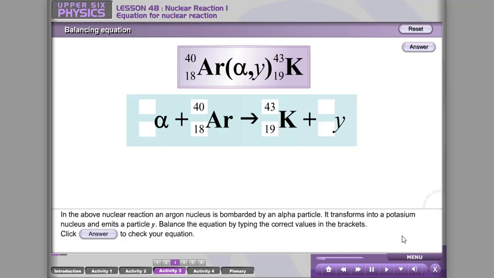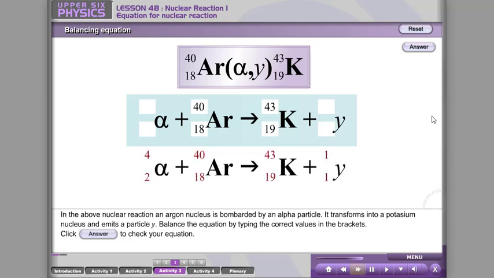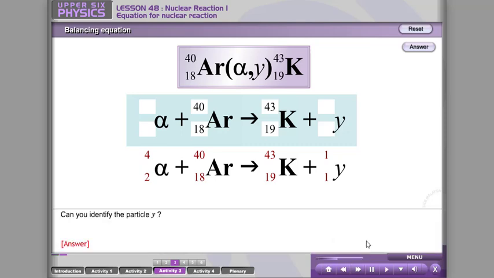In the above nuclear reaction, an argon nucleus is bombarded by an alpha particle. It transforms into a potassium nucleus and emits a particle Y. Balance the equation by typing the correct values in the brackets. Click the answer button to check your equation. Can you identify the particle Y? Answer: Y is a proton.